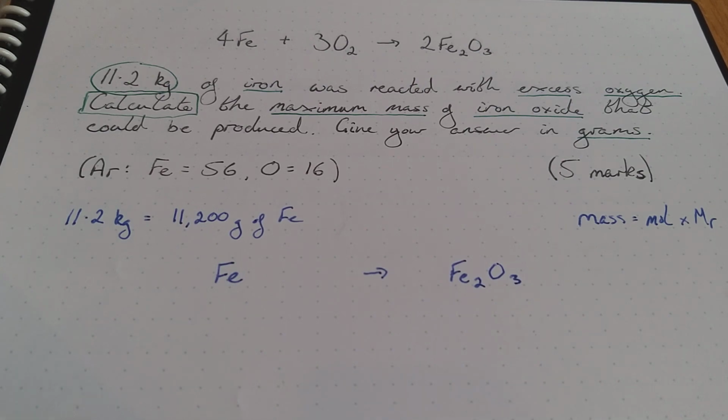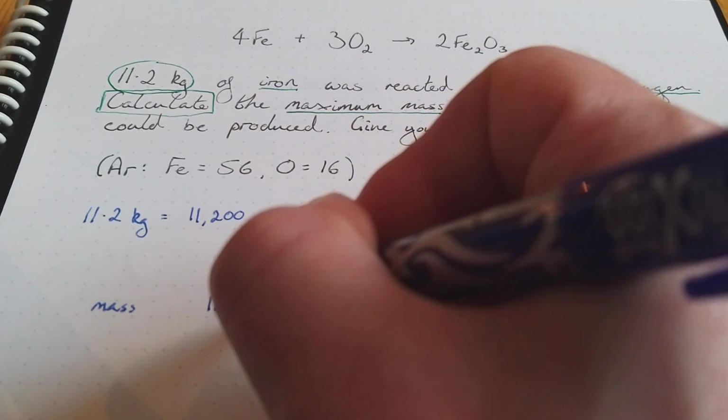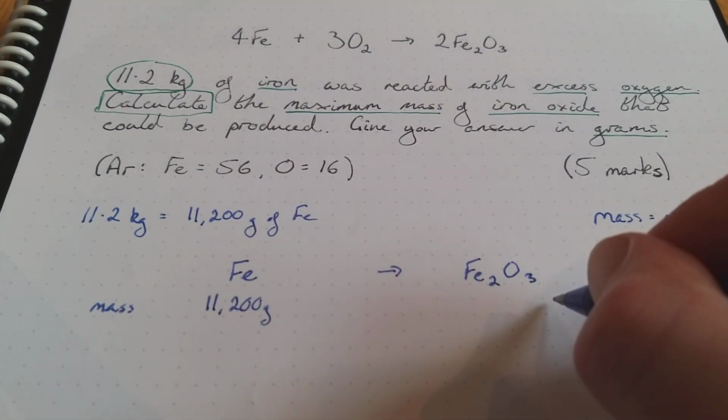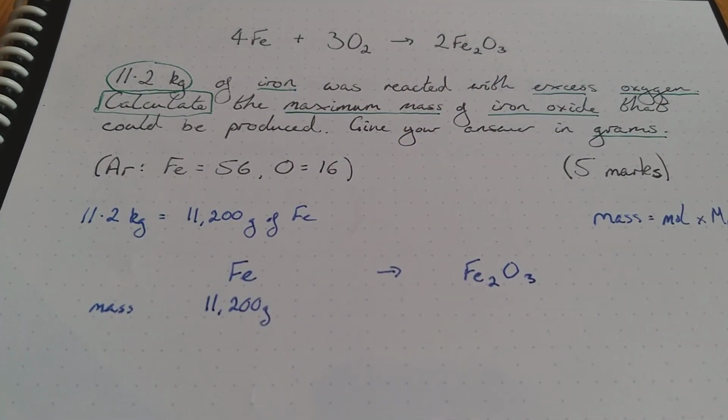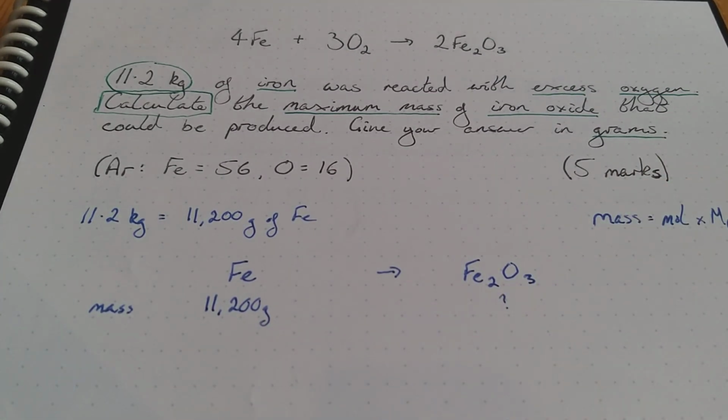So let's put down what we know so far. Well, we know the mass of iron is 11,200 grams. We don't know the mass of iron oxide yet. Okay, so let's just put a little question mark underneath that, because that's what we've got to try and calculate.